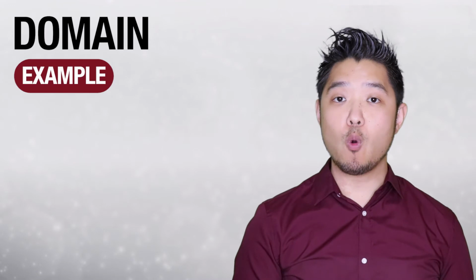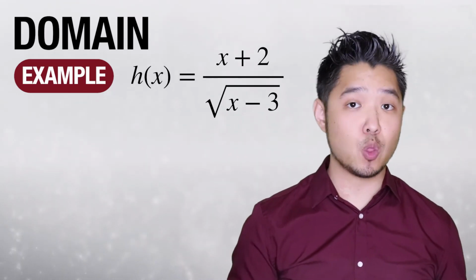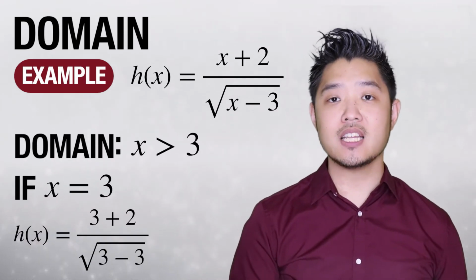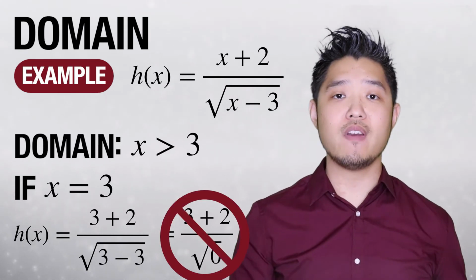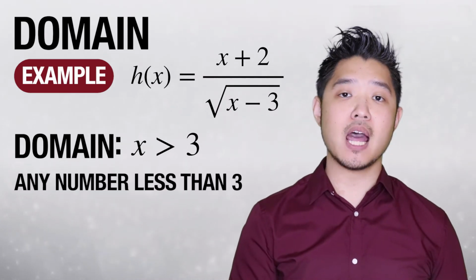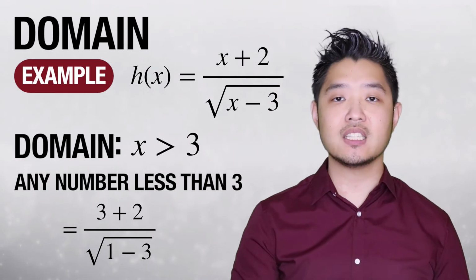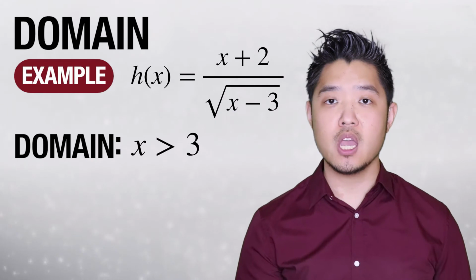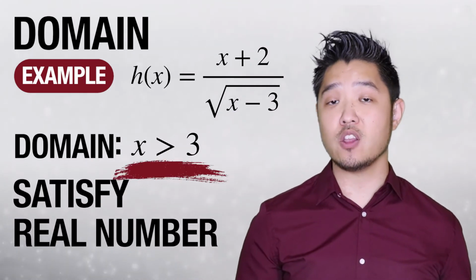For example, for function h of x equals x plus 2 divided by square root of x minus 3, the domain of the function is x greater than 3. When x is equal to 3, the denominator would be equal to 0, and we don't want to have any fractions with a 0 denominator. Also, any number less than 3 will result in a negative value inside the square root, thus it's not possible in real numbers. So the value of x has to be greater than 3 to satisfy the real number, and the domain of this function has to be greater than 3.